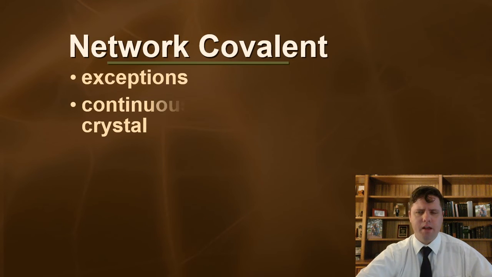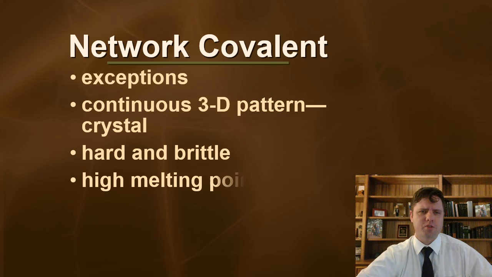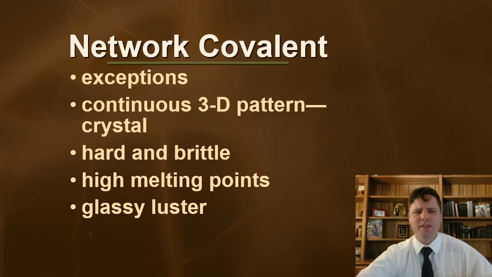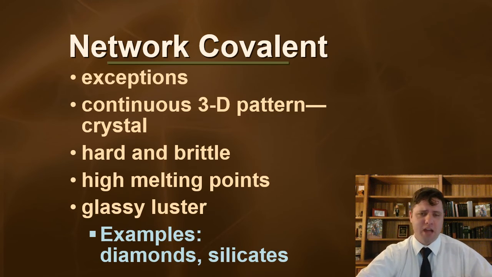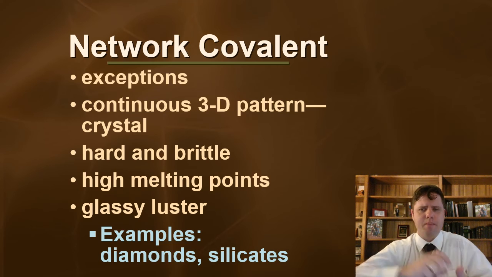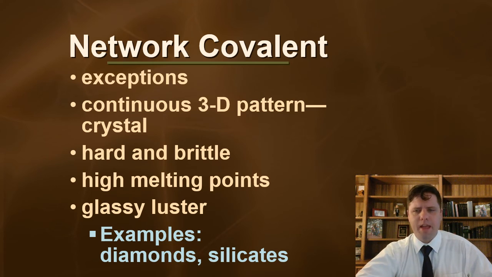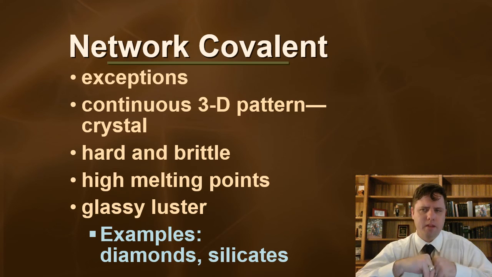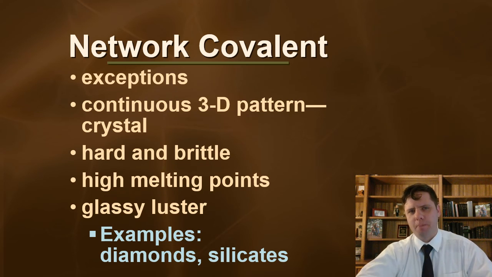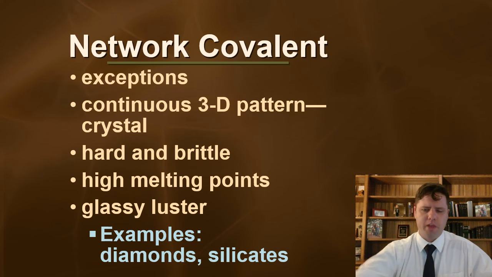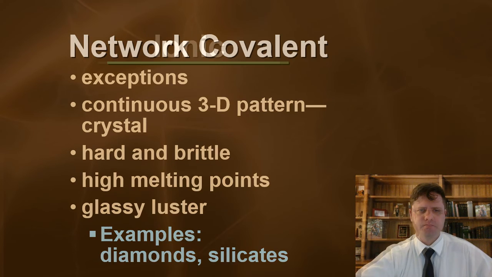Network covalent has some exceptions where you see this continuous 3D crystal pattern. Network covalent substances are hard and brittle. They have high melting points and glassy luster. Great examples of this are diamonds and silicates. So just think of a diamond. A diamond is technically, remember, a covalently bonded thing. It's just a bunch of carbon atoms that have been bonded together in a covalent network structure. And so they have some unique properties, these network covalent ones. But otherwise, in general, what we've been talking about in this chapter are just normal covalent molecules.